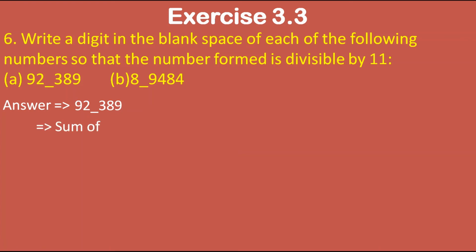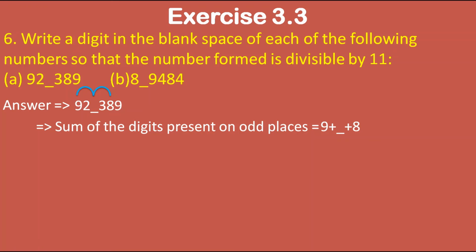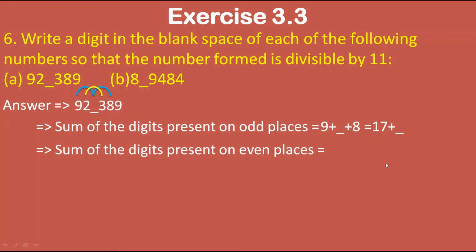As per the rule of divisibility by 11, we first have to find the sum of the digits present at odd places, and those are 9, 8. So 9 plus dash plus 8 gives us the answer as 17 plus dash. There is some number where the dash is written, that we have to find out. Now let's find the sum of the digits present at even places, that is 2, 3, 9. So 2 plus 3 plus 9 gives us the answer as 14.